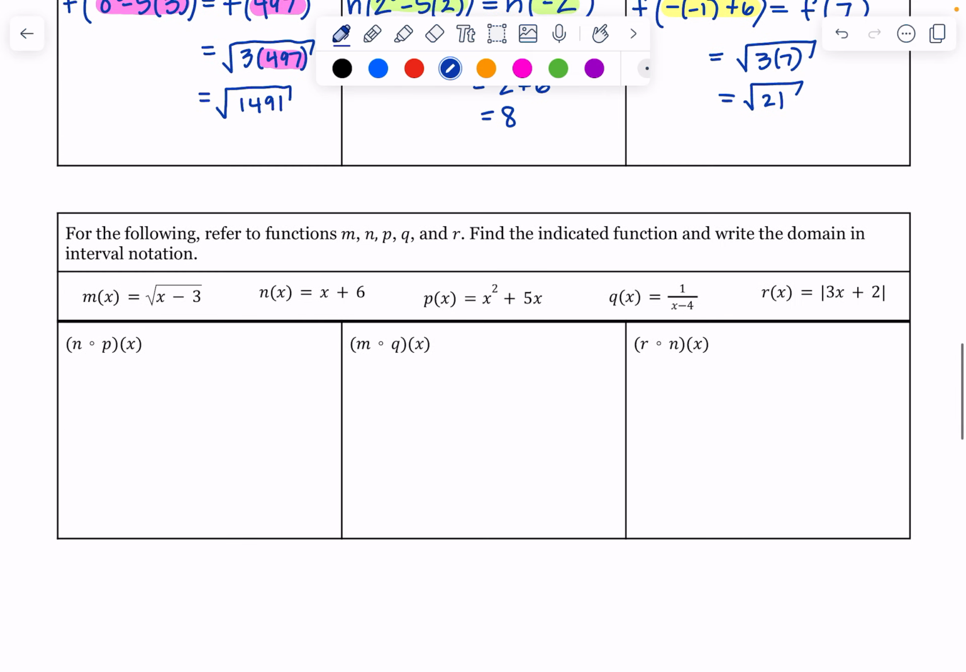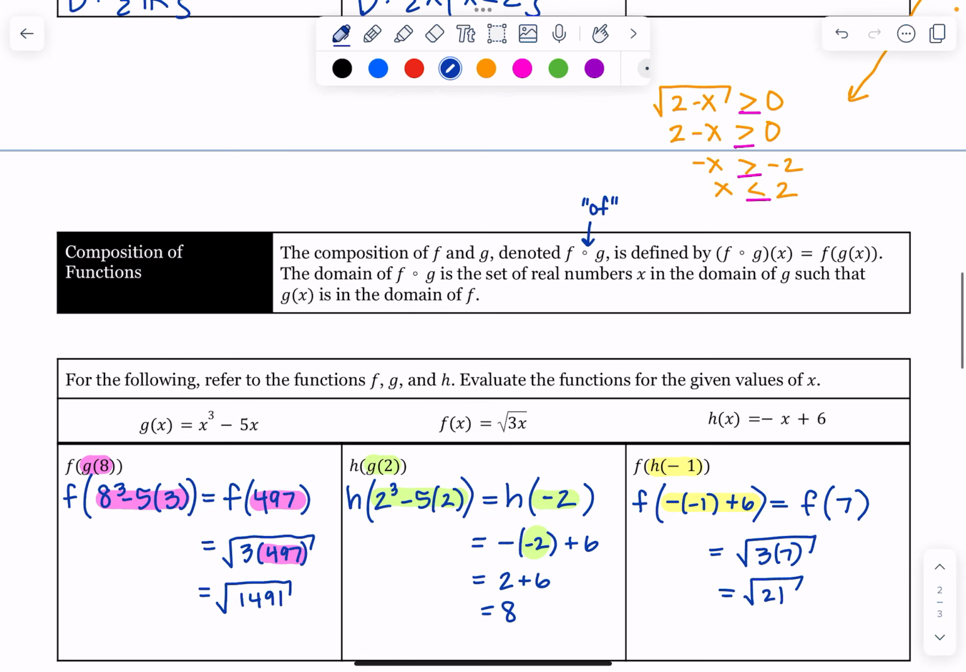All right, for the following, refer to the functions m, n, p, q, and r. Find the indicated function and write the domain in interval notation. So back up here, we need to note that the domain of the composition is a set of real numbers x in the domain of g, so that's the inside one, such that g of x is in the domain of f. So it's kind of like intersection, but we got to look at the g first.